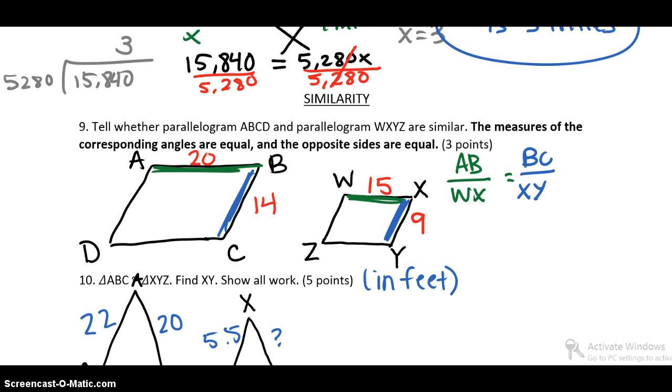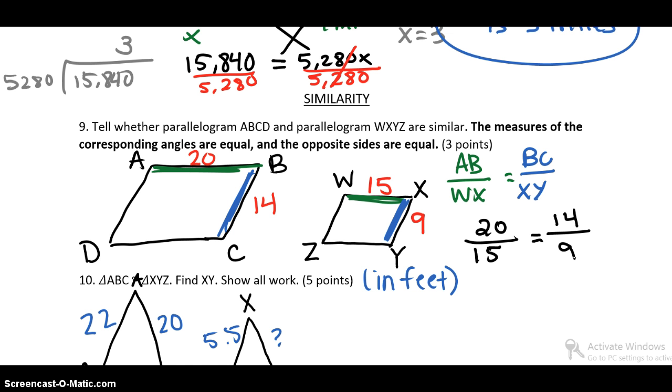Now, once we have that proportion set up, we're actually going to take the values of those sides and plug those back into the proportion we set up. So instead of letters here, we're going to have numbers. So side AB is 20, side WX is 15, and we get that from our picture given to us. Side BC is 14, and side XY is 9.